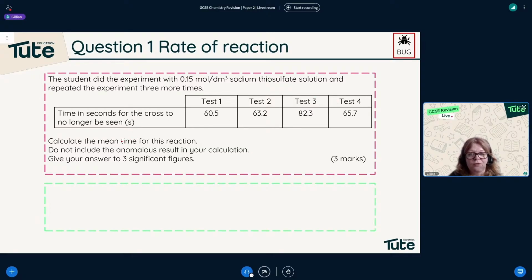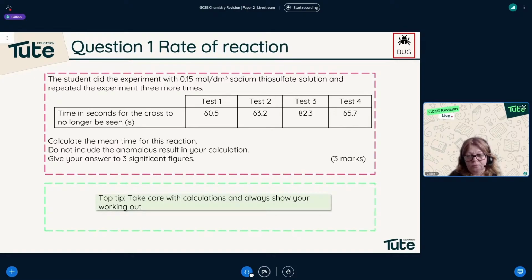We need to calculate the mean time for this reaction. Do not include the anomalous result in your calculation. So an anomalous result is a result that does not fit the pattern, and we have to give our answer to 3 significant figures. So another tip, when you're doing any kind of calculations, always show your full workings out.